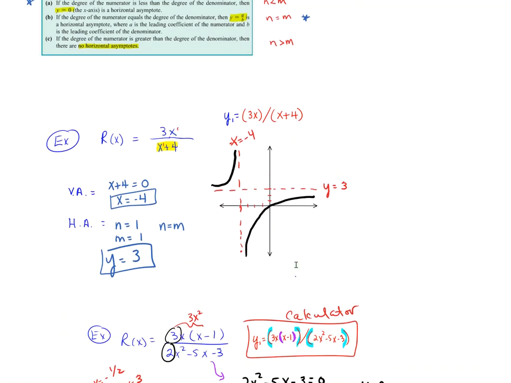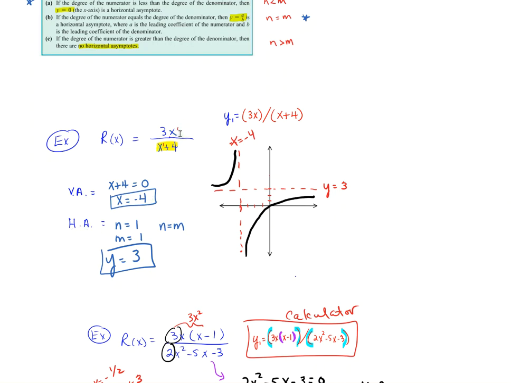All right, let's look at one. If you were asked to graph, and in my face-to-face class we have to do that, and even in online there may be a show work problem where you do have to do the actual graphing. So we've got r of x equals 3x over x plus 4. So we want to find the asymptotes. For the vertical, we take the denominator, set it equal to 0, and we get x is negative 4.